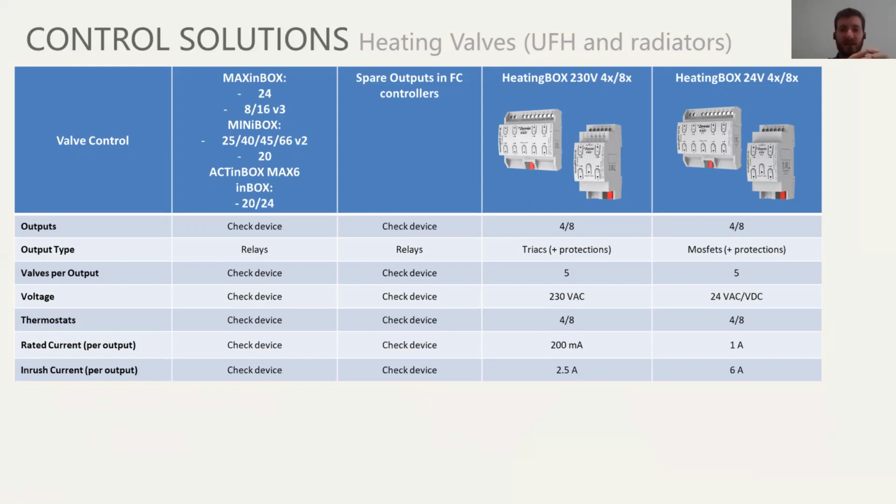Heating valves can be controlled with relays, such as the Maxim boxes or spare outputs in fan coil controllers or the All-in boxes. So you could control the heating valves just with the relays. Our recommendation, however, is to use a dedicated device such as the heating box, whether that's 230 volt or 24 volt. And there's a reason for that.